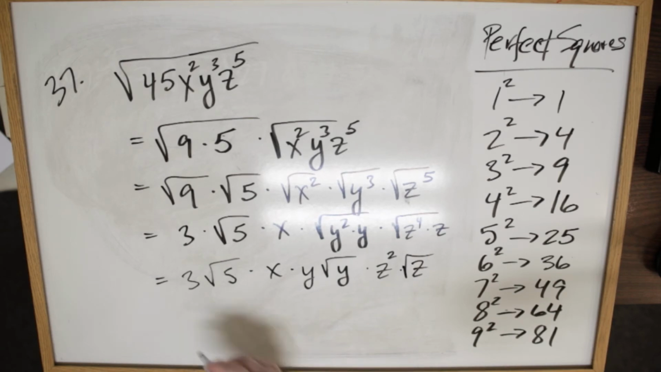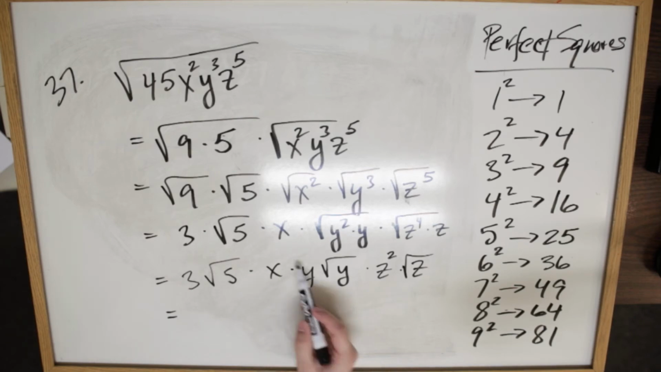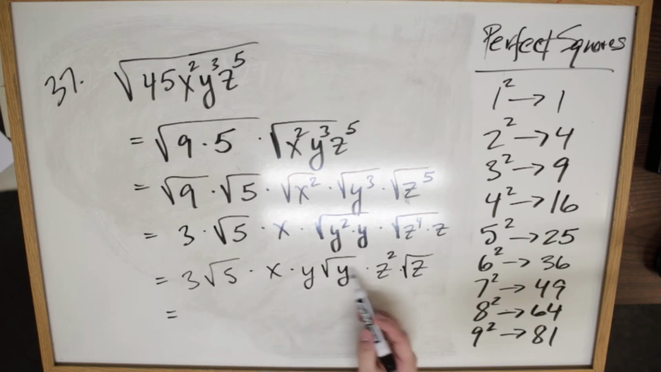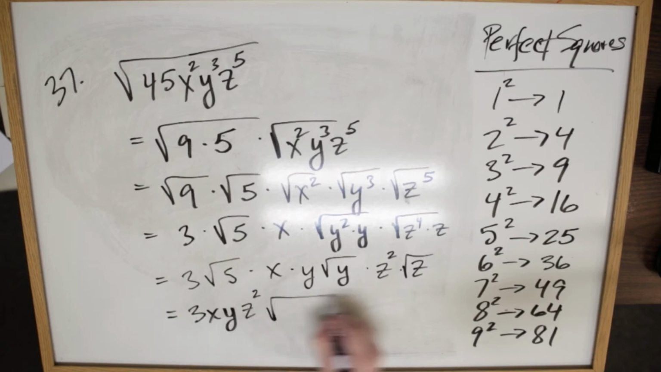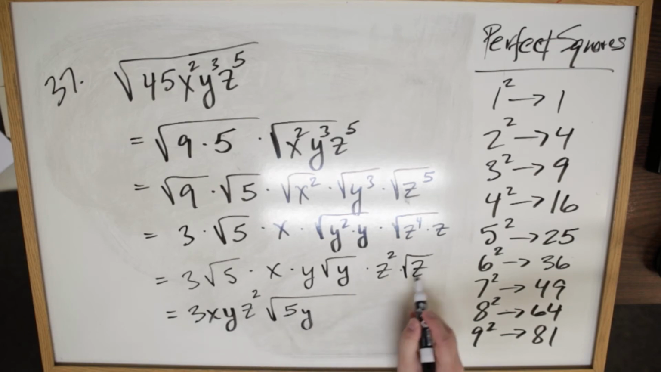Okay? All right, so we're almost there. What we'll do is the things that are in front of radical signs will stick in front. The things that are under radical signs will combine and merge together into a single radical. So 3x y z squared times the square root of 5 times y times z. So this right here is going to be our final answer.